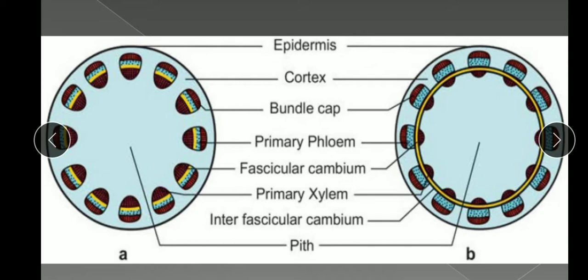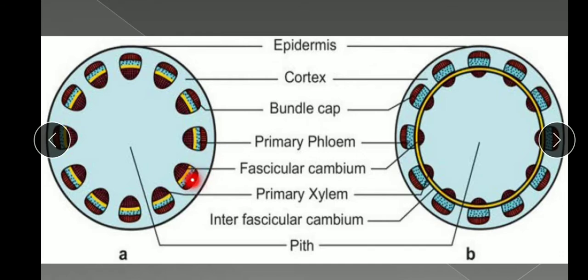And you will see here the formation of the cambium ring, the strip of cambium present between the vascular bundles. In between the primary xylem and primary phloem, you will see a layer of cambium. This cambium is known as the fascicular cambium, or we also call it intravascular cambium, because it is in the middle of xylem and phloem. This is a type of primary meristem.